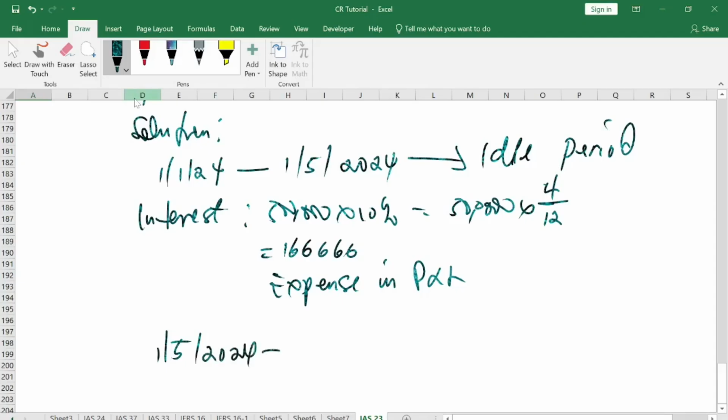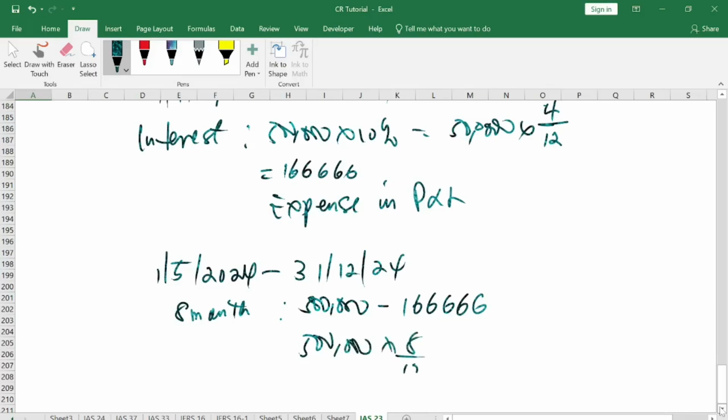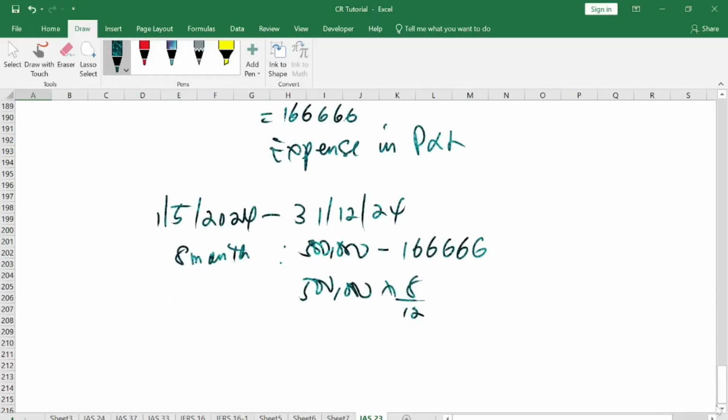So between 1st May 2024 to 31st December, if the accounting year ends on 31st December 2024, how many months is this? 8 months. For the first accounting year, you can only capitalize interest of 8 months, right? So here, either you pick the 500,000 minus 1,666, or you pick 500,000 times 8/12. So whatever you get, that is how much we can capitalize for year 1.